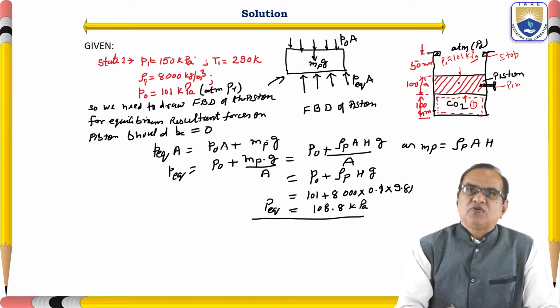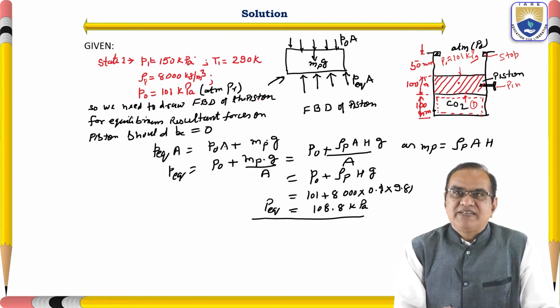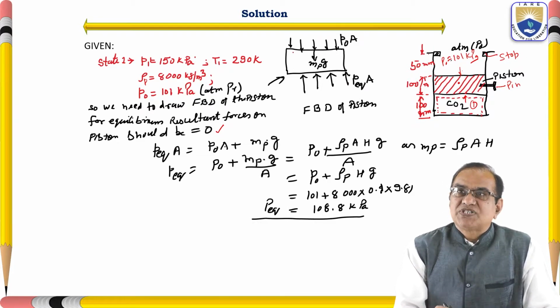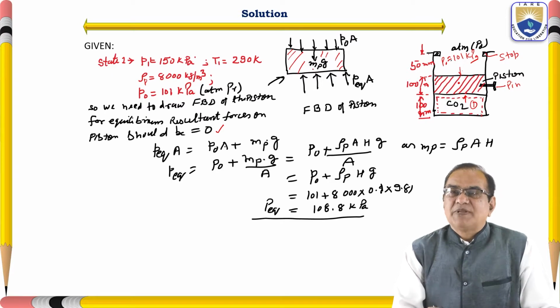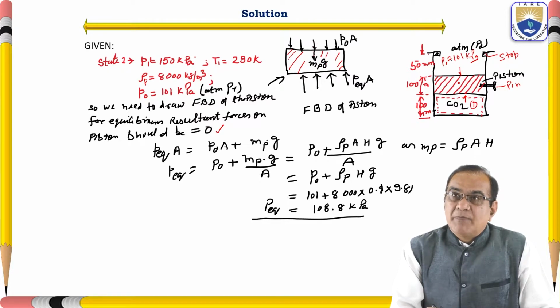Now we need to draw the free body diagram of the piston for equilibrium. For equilibrium, the resultant force on the piston should be 0. That is the condition for equilibrium. So we will draw here the piston. The mass of the piston is mp, and this mass into g is the weight, and this weight will act downwards.